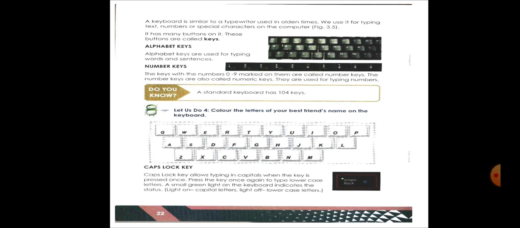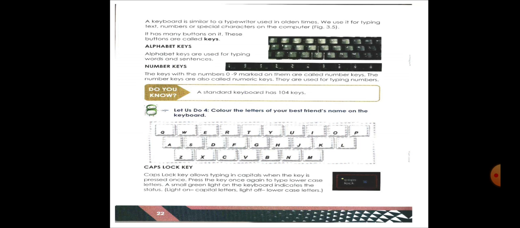To write anything on a computer screen, we need to use the keyboard. A keyboard is a flat rectangular board having buttons on it. They are called keys. The keyboard is used to type alphabets, numbers, and other special characters. It is used to give instructions to the computer. There are different types of keys on the keyboard.